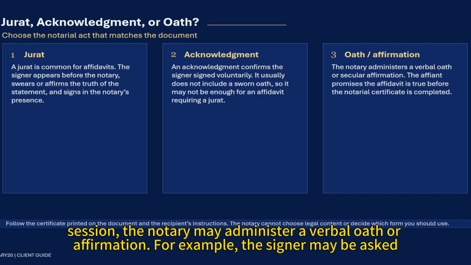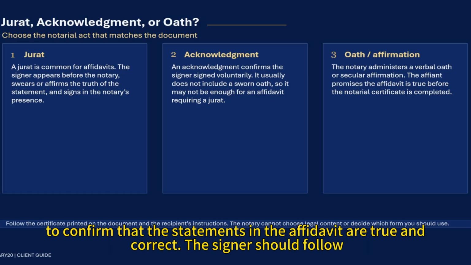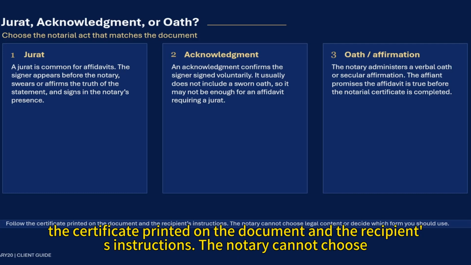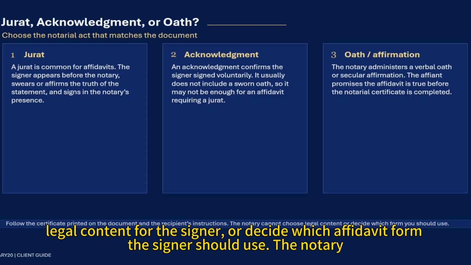During the online session, the notary may administer a verbal oath or affirmation. For example, the signer may be asked to confirm that the statements in the affidavit are true and correct. The signer should follow the certificate printed on the document and the recipient's instructions. The notary cannot choose legal content for the signer or decide which affidavit form the signer should use.